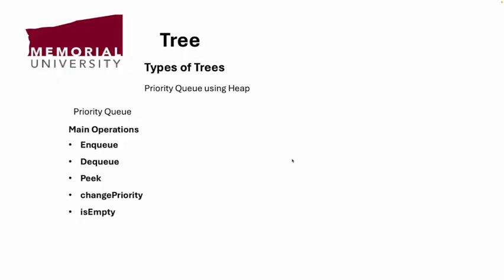Let's compare. How can we use a heap to implement a priority queue? These are the common operations for a priority queue, right? Enqueue, dequeue, peek, change the priority, and check whether it's empty or not. Once you have a queue, these are the common functions. We learned before to implement them by dynamic array and by linked list, right? But now we want to implement them by heap. What can we do equivalently in the heap?